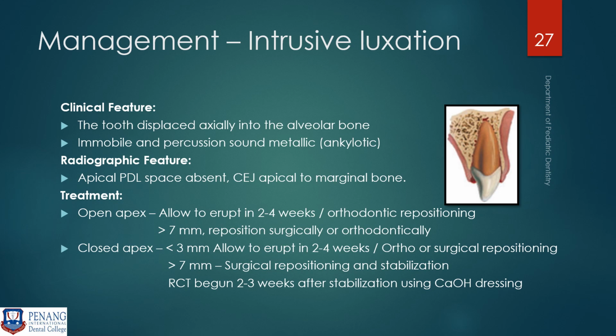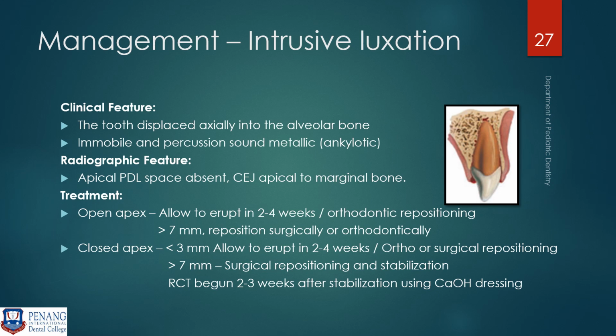If the intrusion is more than 7 millimeters into the bone, and when I say 7 millimeters, I'm talking from the occlusion of the tooth, then you have to surgically reposition the tooth. You have to disengage the tooth using your forceps, then pull it out into occlusion, and then stabilize it with a flexible splint, or again you have to do surgical exposure of the tooth and put a gold chain on the tooth, and then pull it out. So this is for open apex.